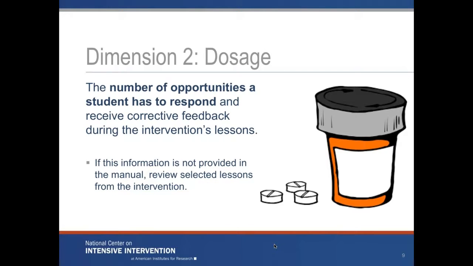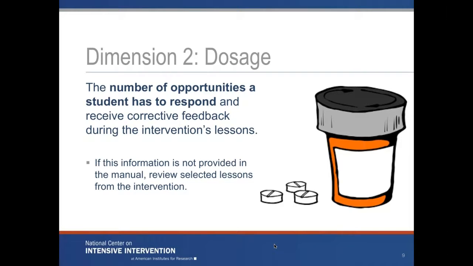The second dimension of the taxonomy is dosage. And it's easy to think of dosage in basic quantitative terms like the number of sessions that are provided or frequency, the number of minutes per session or the duration, and then the ratio of students to teachers. But dosage can actually be thought of more broadly as referring to the number of opportunities that a student has to respond and receive corrective feedback during the intervention's lessons. So in a math intervention, for example, the number of word problems that a student solves would be the number of opportunities that they have to respond. In a phonics intervention, it might be the number of words that they get to decode.